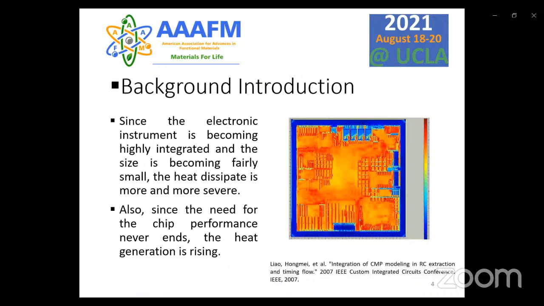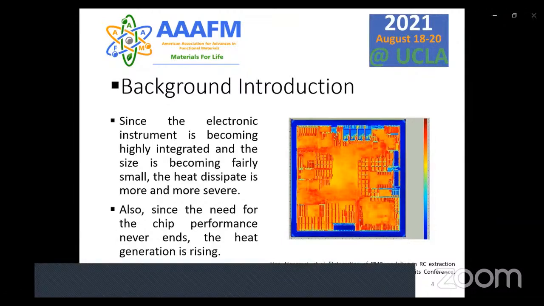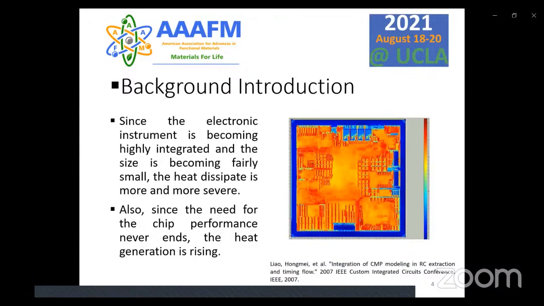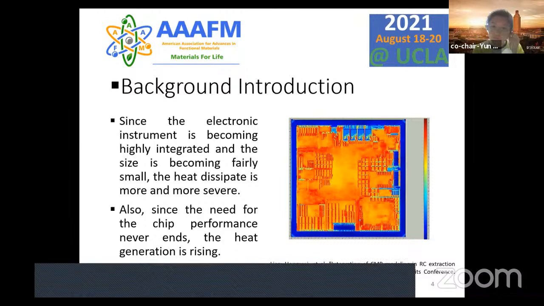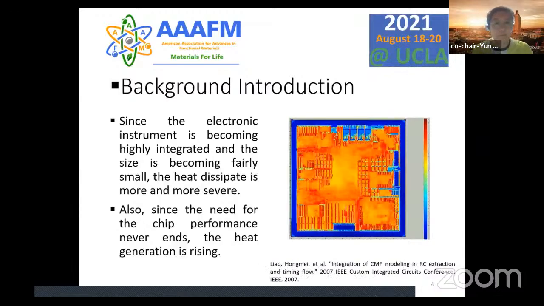Today, since electronic instruments are becoming highly integrated, like our cell phones, you can notice that the size is becoming smaller and smaller. So we can find that the heat dissipation is becoming more and more severe. However, this is not the only issue. The other issue is that since the need for chip performance never ends, because the need for running large, time-consuming and heavy computation tasks is more and more, the heat generation is always rising.